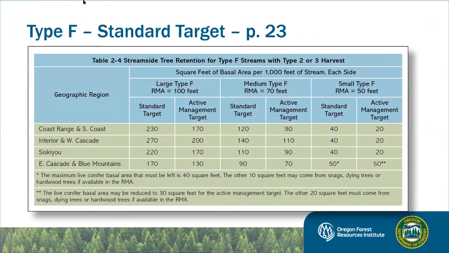And so this table shows the various basal area targets for the different geographic regions on the left, and then the different size classes of Type F streams, and also lists the standard and active management targets. And again, the active management target is less because if you were using active management, the basal area you would be cutting would be going into the stream for large wood placement.